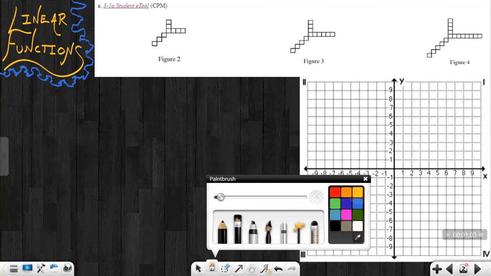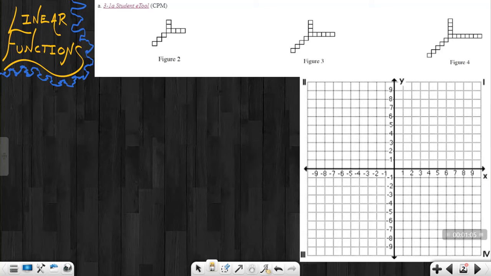Taking a look at this one right here, we can see that they've given us a tile pattern. What we need to do first is identify how many tiles are in each pattern and simply count them. Figure 2, we have 1, 2, 3, 4, 5, 6, 7, 8, 9. 9 tiles in Figure 2. Count them for Figure 3. 1, 2, 3, 4, 5, 6, 7, 8, 9, 10, 11, 12, 13. 13 tiles in Figure 3.